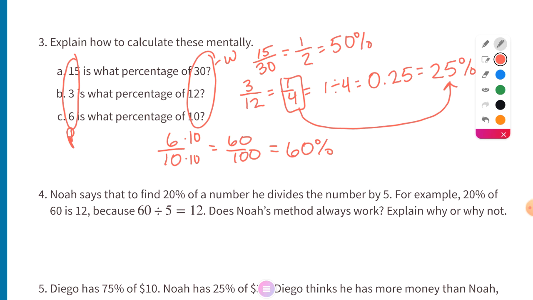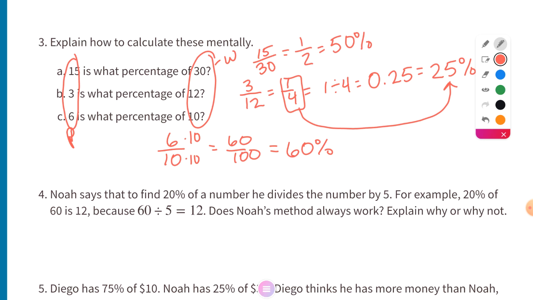So can you take 36 divided by 5? Can you take 87 divided by 5? Can you take pi divided by 5? Yes, you can take any number divided by 5. You just won't necessarily get a whole number. Where did the divide by 5 come from? Jack? It works because 20 times 5 is 100, or then 100 divided by 5 is 20. So then if you do that, you'll find 20%.